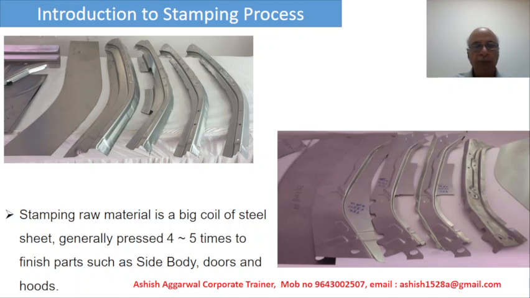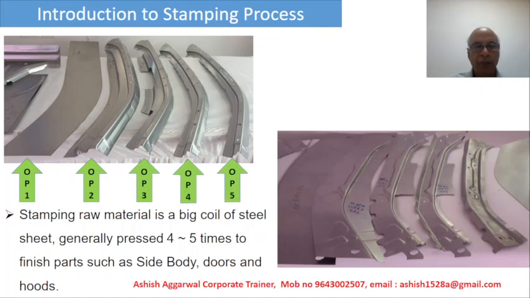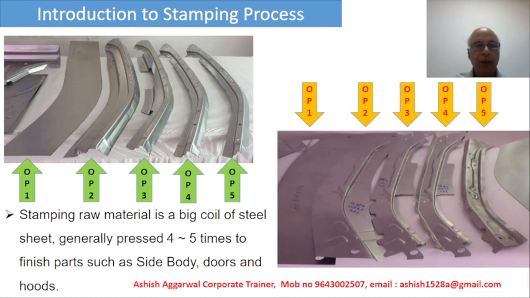Generally the raw material is pressed 4 to 5 times to make a final product which is to be fitted to make the car body, like side body, door outers, hood inner, back door inner, or fenders. These are some examples of important sheet metal parts.